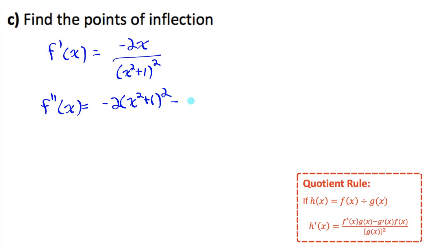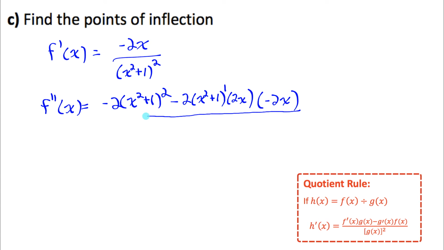minus the derivative of the denominator, which I'll have to do chain rule, bring the exponent down, keep the base, reduce the exponent by 1, and then multiply by the derivative of the inside function, which is the base of the power. So the derivative of x squared plus 1 is 2x. And then that needs to be multiplied by the function in the numerator, so negative 2x. And this is all over the denominator squared. So x squared plus 1 squared, squared.